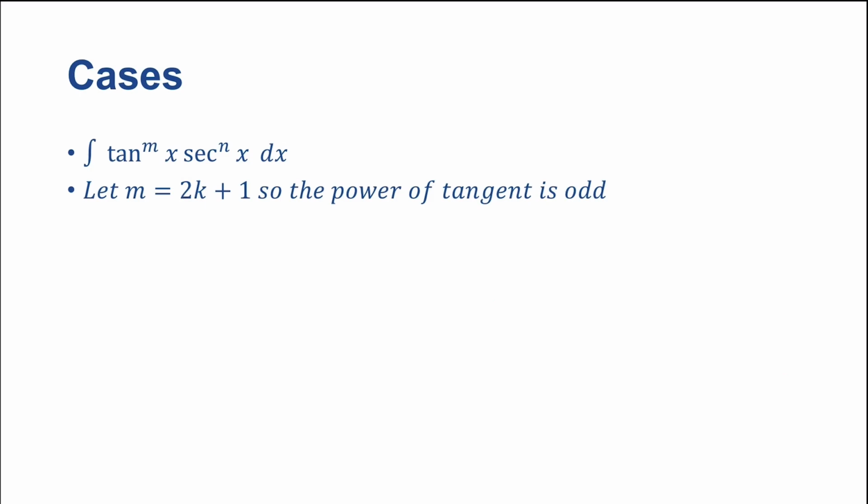All right, let's try the next case. This is our last case. We don't have many cases here. So we have the integral still of tangent to the m of x times secant to the n of x dx. Now we're going to say that m is odd. So the power of the tangent is odd. So m equals 2k plus 1. That's all that matters. Again, I'll write down our identity here. Tangent squared plus 1 equals secant squared.